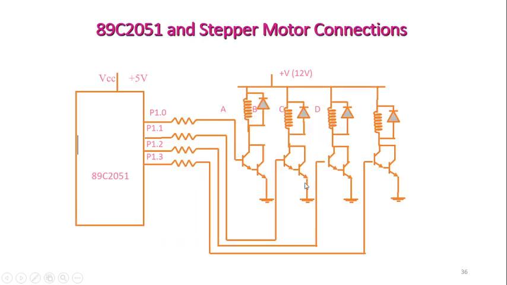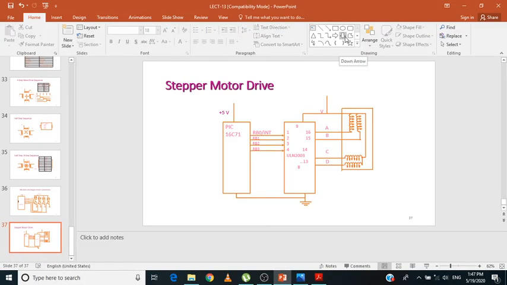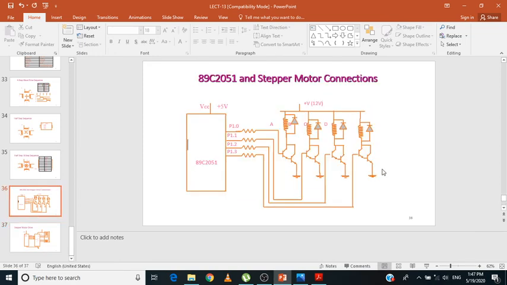So what we are doing here is, before supplying the information to the coil, we are amplifying that information. The ULN also amplifies the signal, and the amplified signal is supplied to the stepper motor. So this is all about our stepper motor interfacing.